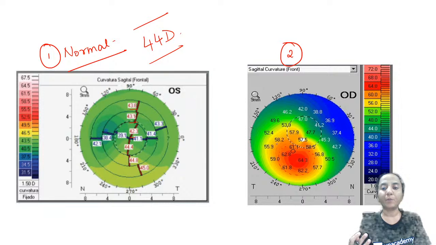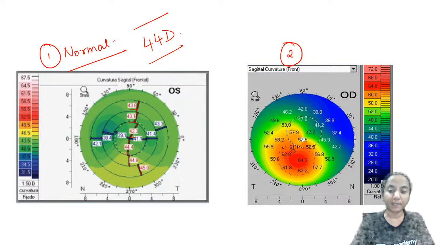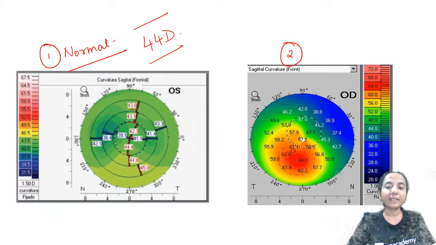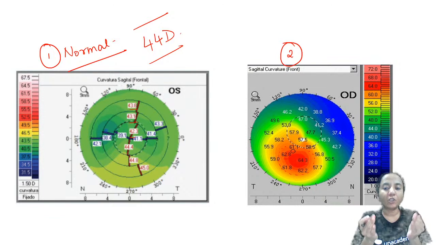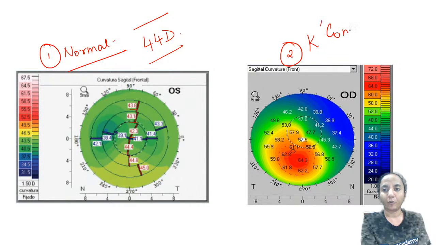Now why is that abnormal? Because if you look at the values that have been given here, the values are in the range of 64, 65, etc. So what does this mean? It means that that localized zone of the cornea has high dioptric power, suggestive of high curvature. So that small area has got high curvature and high dioptric power. So this is a topography of keratoconus.